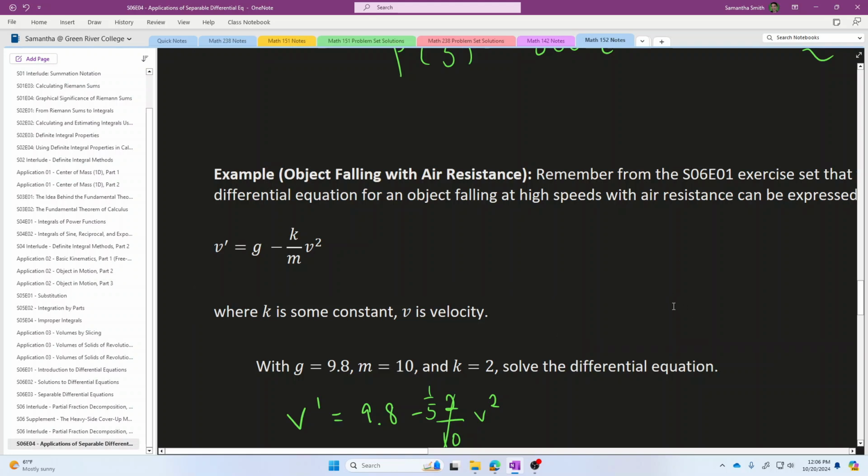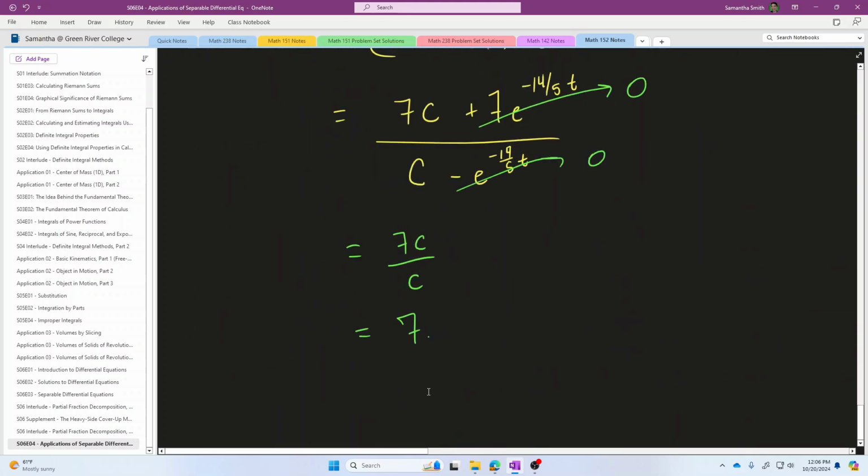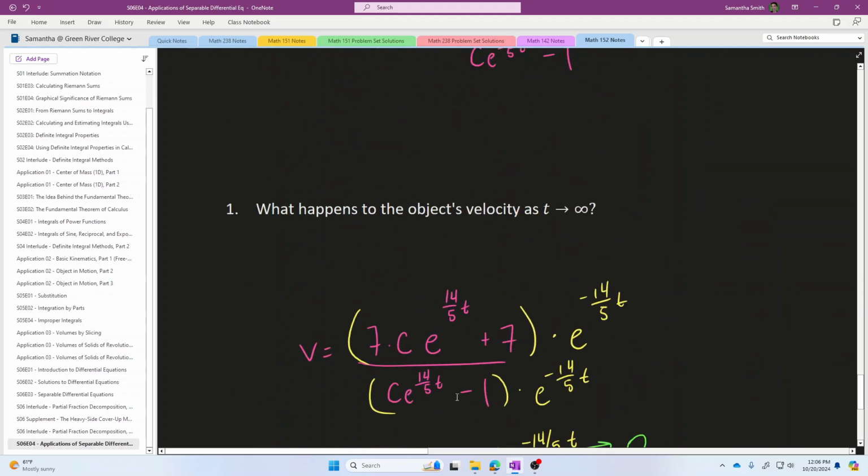For an object at high speeds with air resistance, there reaches a point where its velocity and its speed maxes out and it doesn't speed up any further because the force due to gravity that's pulling the object downward is being completely counterbalanced by the force of air resistance that is pushing it back upward. And so the terminal velocity is what we have just found in this situation, the value that the velocity function has leveled off to as t has approached infinity in a limit.